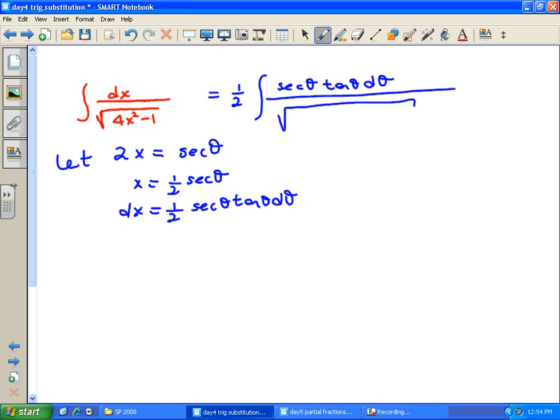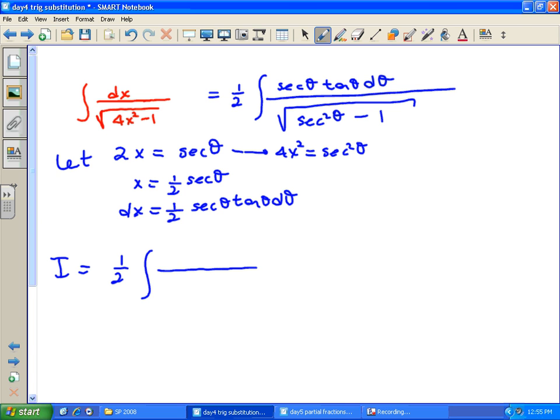okay, I need 4x squared minus 1. Well, I already know what 2x is, right? 2x is secant theta. So what do you think 4x squared is? If 2x is secant theta, basically square both sides of this equality, so you get 4x squared is equal to secant squared theta, right? That was the reason for making this substitution in the first place. So instead of 4x squared there, I'm going to put secant squared theta, and the minus 1 is already in there. Now the original integral I can be written as 1/2 times.